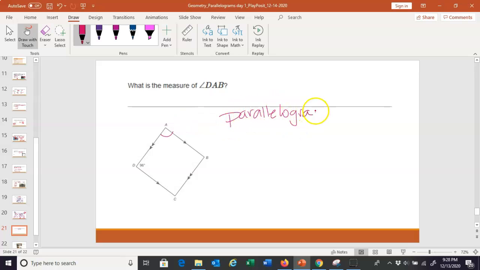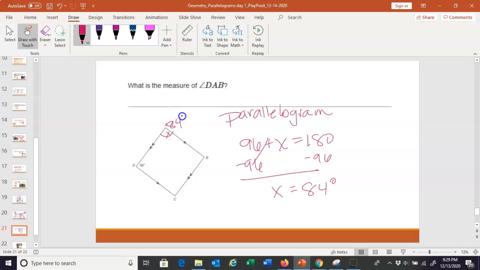So all of those properties we learned come into play, which means consecutive angles that are right next to each other are supplementary. So we call this x. So 96 plus x equals 180. Subtract 96 from both sides. X equals 84 degrees. That's it.